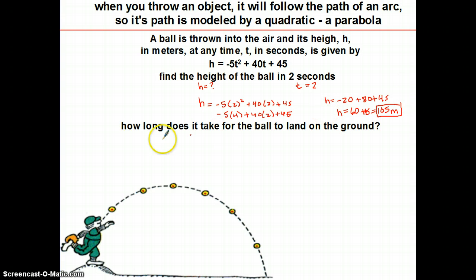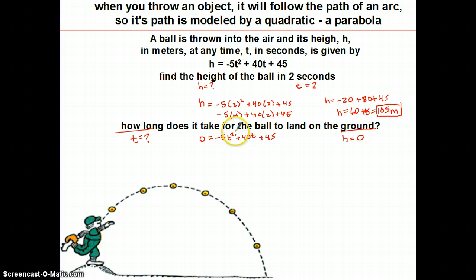Now the next question is, how long does it take for the ball to land on the ground? So how long? That's asking us, what is the time? How long does it take for the ball to land on the ground? Landing on the ground is telling us something about height. When it's on the ground, the height is 0. So what I'm going to do is put a 0 in for h and solve for t. That will tell me how long it's going to take for the ball to reach a height of 0, or to be on the ground.